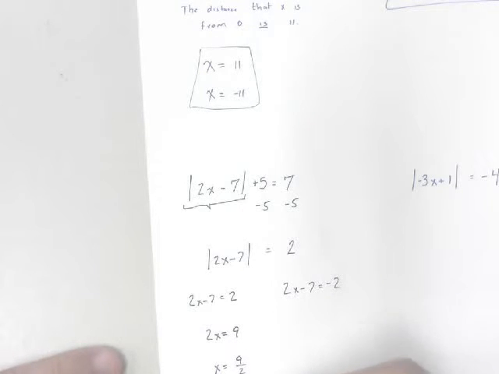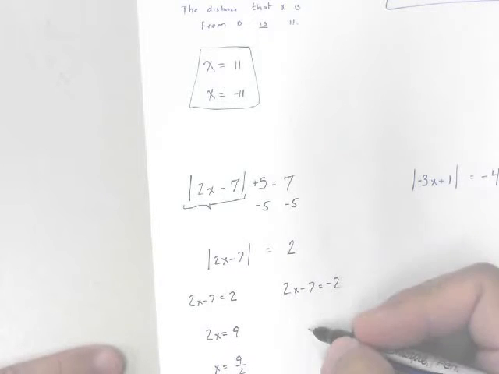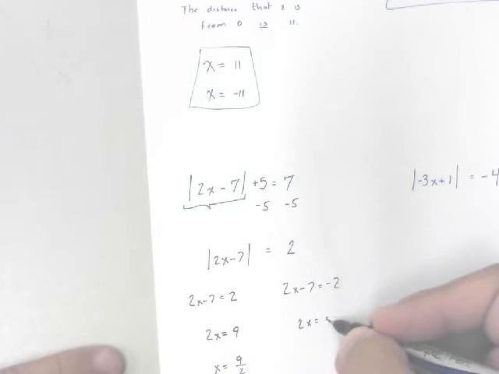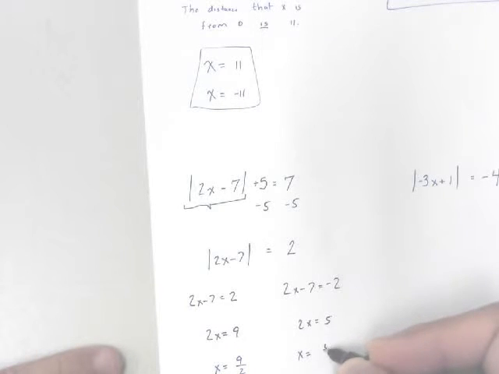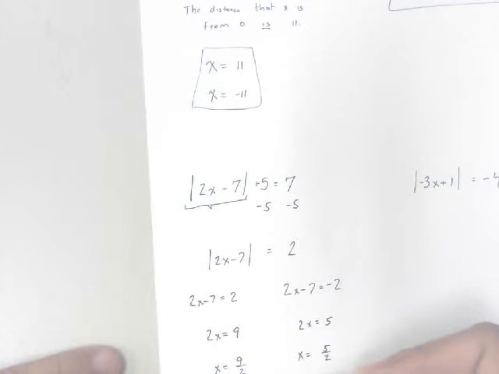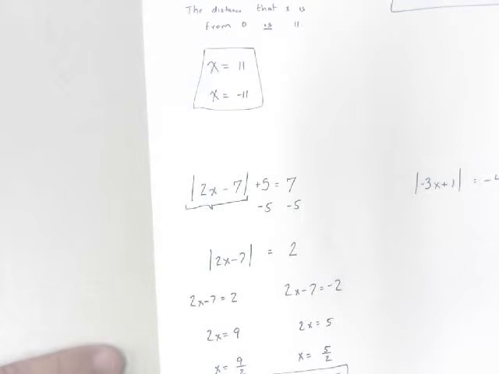X is 9 halves, or I could write x is 4.5. Either is appropriate. X would be 5 halves, or I could write x equals 2.5. Either is appropriate there as well. So I'm going to go ahead and leave them as decimals since they're so nice. Okay.